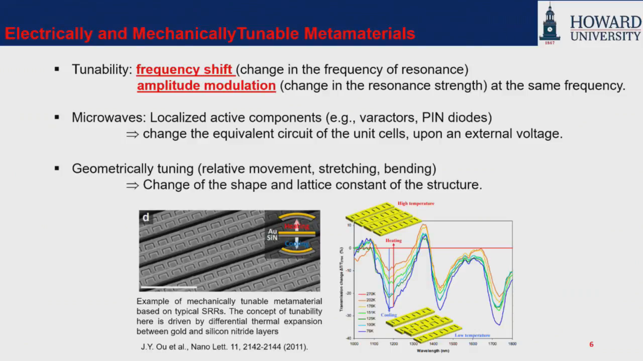This is an example of a mechanically tunable metamaterial based on what we call a split ring resonator, which is a typical structure in metamaterials. The concept of tunability here is based on a very simple idea, which consists of using materials with different thermal expansion coefficients, in this case silicon nitride and gold. When you start heating, the structure will bend, and this slightly changes the topology, the profile or shape, and the lattice constant. In this particular case, people got a change in the amplitude of the resonance.